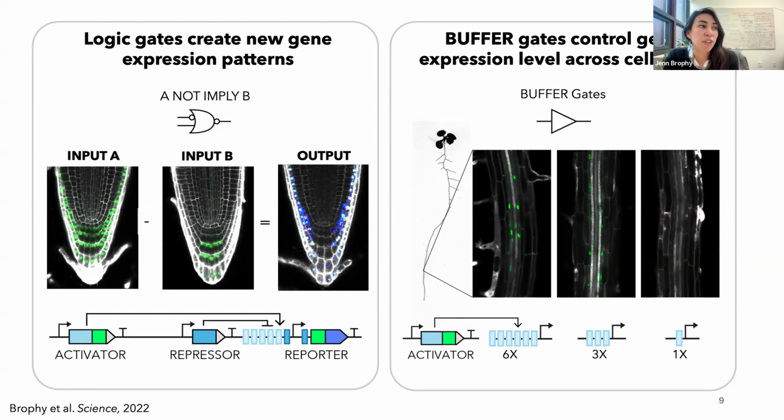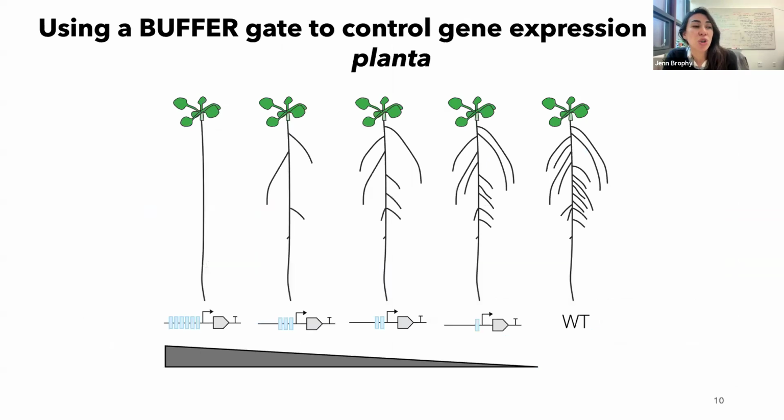Now, we used these buffer gates to try to engineer root branching in Arabidopsis. I showed you before that we could totally delete root branching by expressing a lot of that mutant developmental regulator in stem cells for lateral roots. And we thought, if we have this capacity to tissue-specifically tune gene expression level, maybe we can make plants with variation in root branch density just by tuning down how much of that mutant developmental regulator we make in those stem cells.